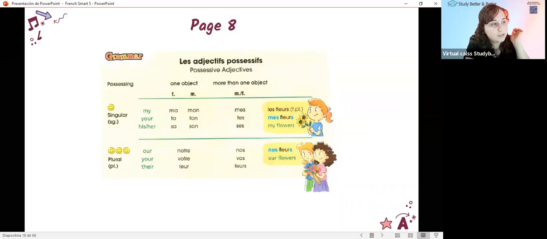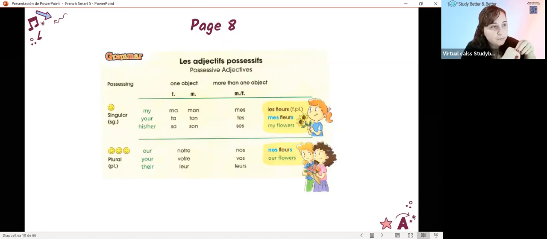We're going to have ma, ta, sa, mon, ton, son, my, your, his, her. And remember here that when we have one object, it's ma, ta, sa, and the object it's feminine, and mon, ton, son with the object it's masculine. In English, we don't make that difference, but in French it is, and it's very important.